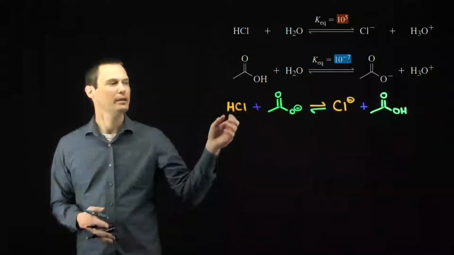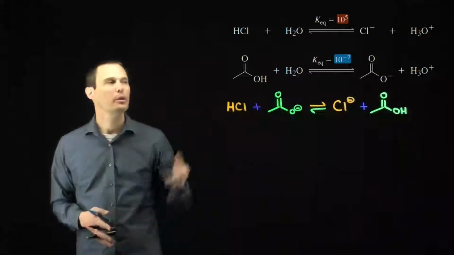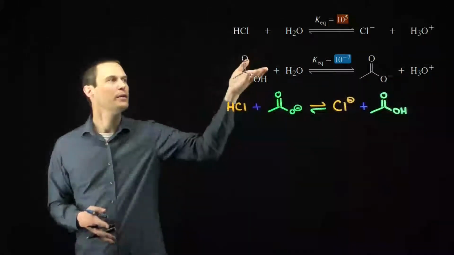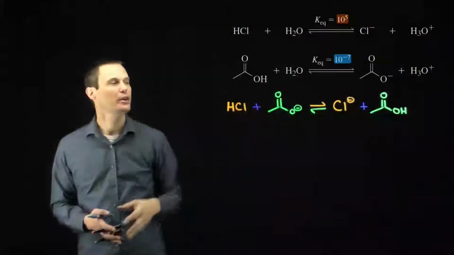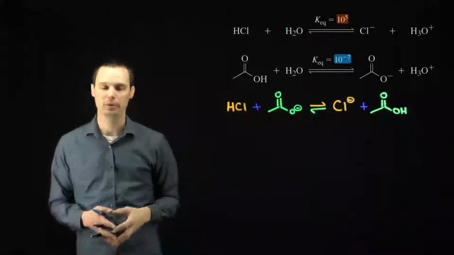The question is asking us to calculate how much stronger of a base acetate is than the chloride ion. We are given the two individual reactions of HCl and acetic acid with water and their corresponding KEQ values. What this question is really asking is what is the KEQ value of this combined equation with chloride and acetate on opposite sides of the equilibrium.